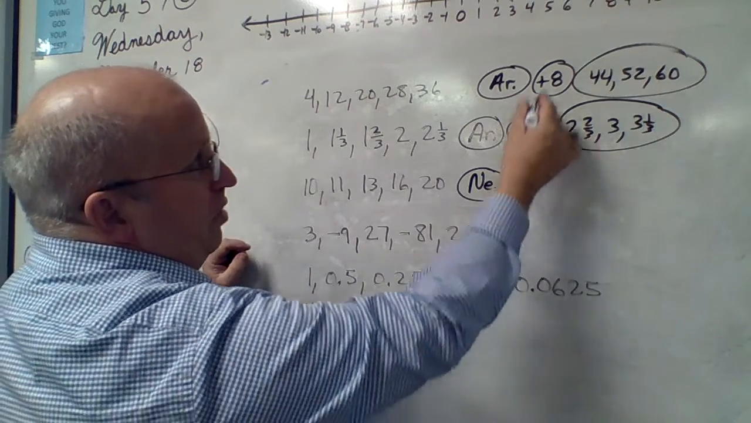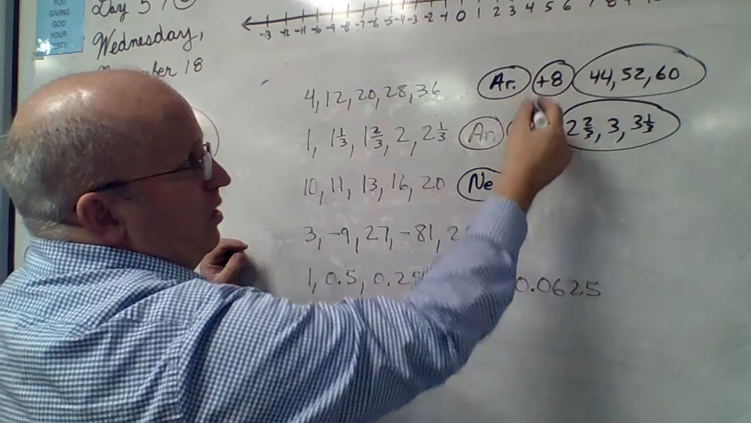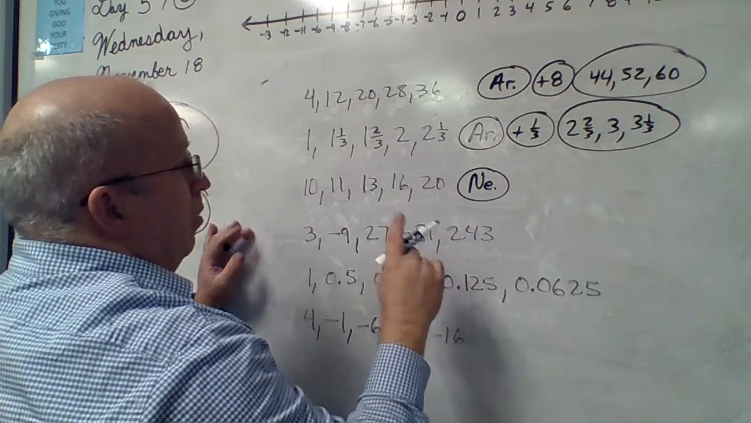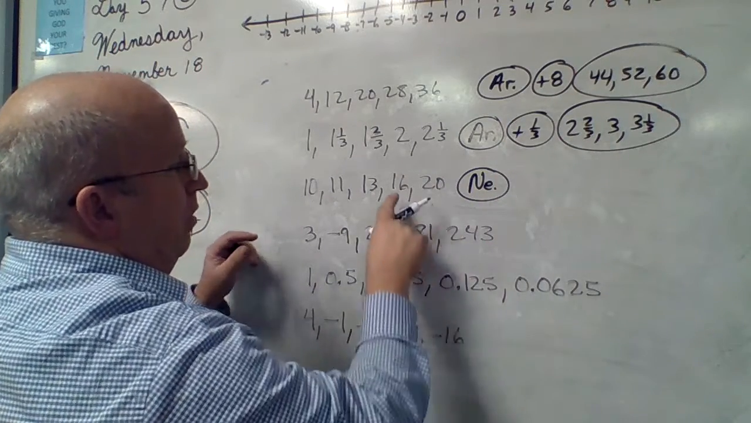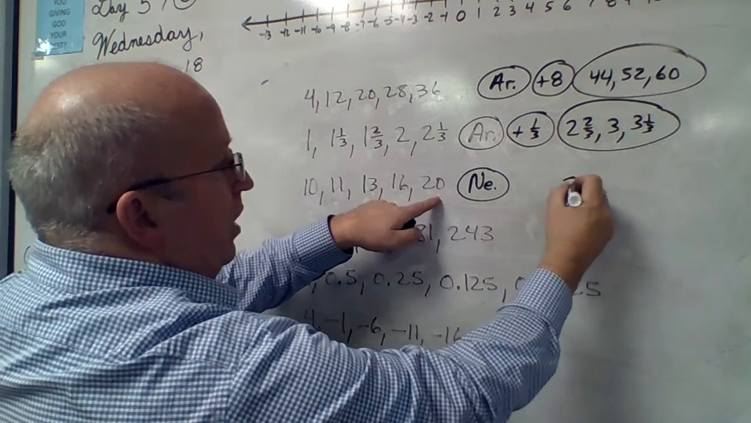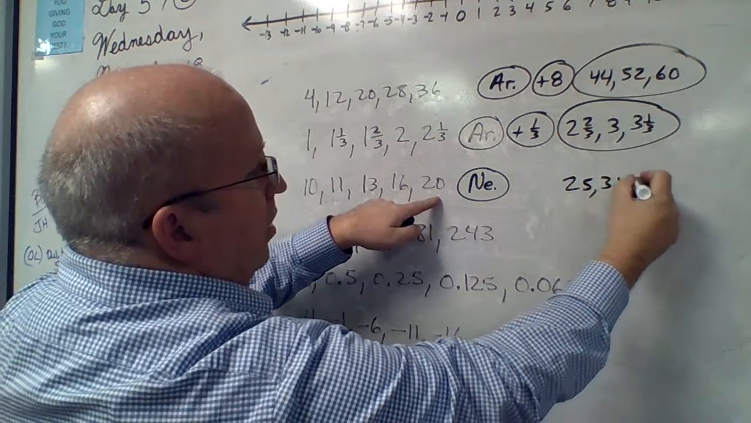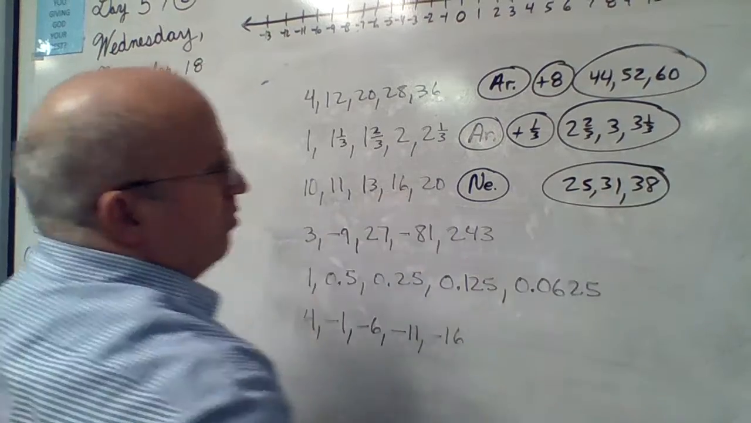How would you describe it? You can't really describe it very well like we did with arithmetic patterns, but we can write down the next three numbers in the pattern. This was adding 4, so we'd add 5, add 6, and add 7, and that would be the next three numbers in the pattern.